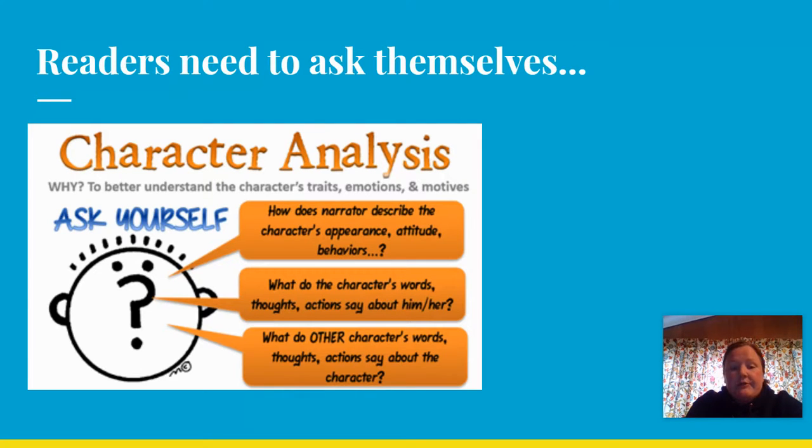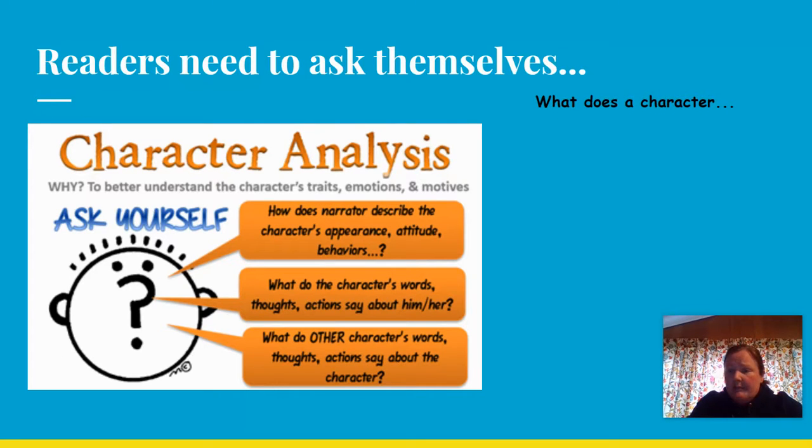So, first, we have to think about how a narrator describes a character's appearance, attitude, and behaviors. Also, we need to think about the character's words and thoughts and actions and think about what they say about him or her. And finally, we need to take a look at what other characters say, think, and do toward the main character. That's going to help us to get to know our characters a little bit better. We're going to think about that in a different way now.